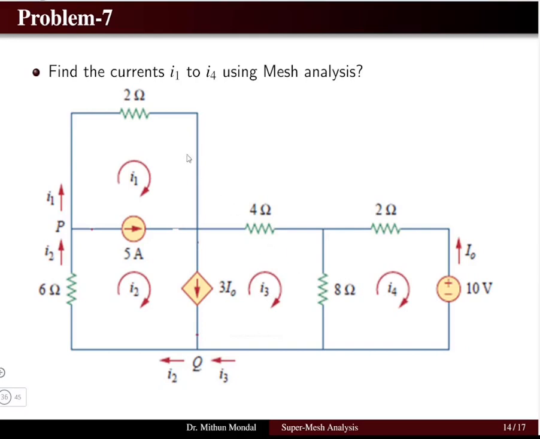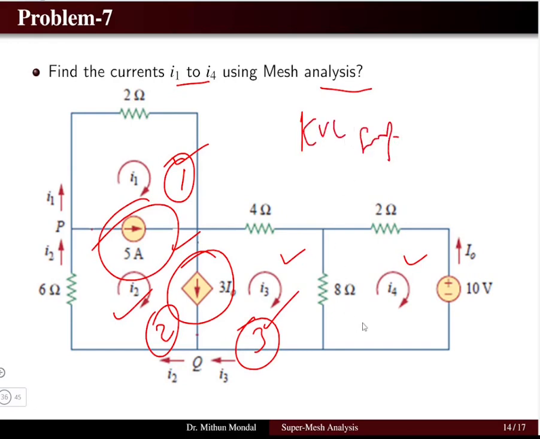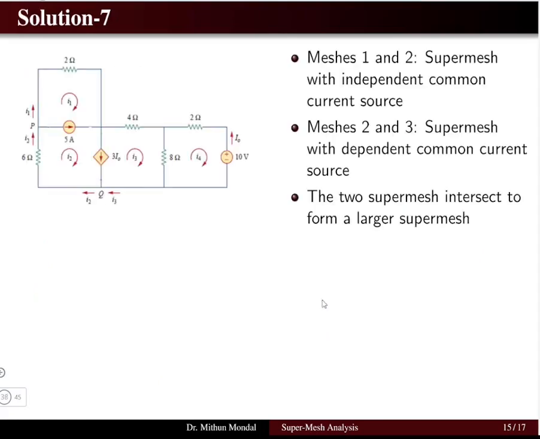So in problem 7, we have to determine the currents I1 to I4 using mesh analysis. There are 4 meshes, and there is a 5 ampere source which is common between mesh 1 and 2, so that leads to a super mesh problem, and 3 I0, which is a dependent current source, is common between mesh 2 and 3. So we can combine mesh 1, mesh 2 and mesh 3 to form a super mesh problem. So there is a KVL equation of a super mesh, and there is a KVL equation here which is an independent mesh problem. So once we have written the equations of mesh 1 and 2 leading to the super mesh problem, mesh 2 and 3 leading to the super mesh problem.